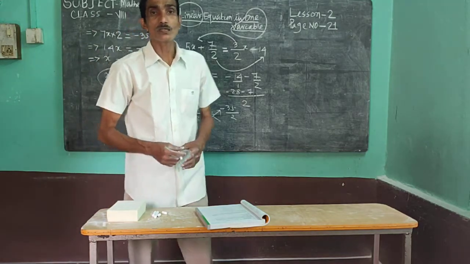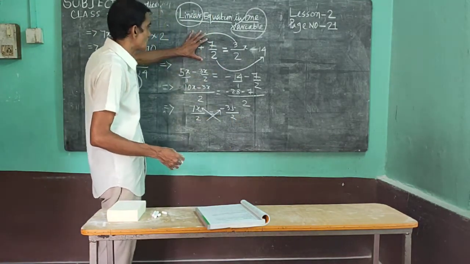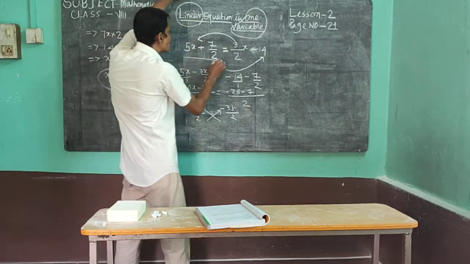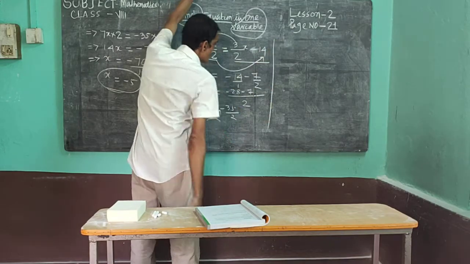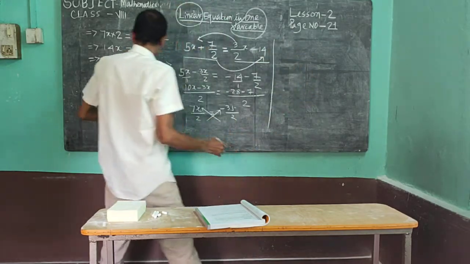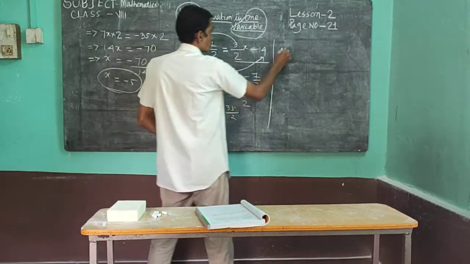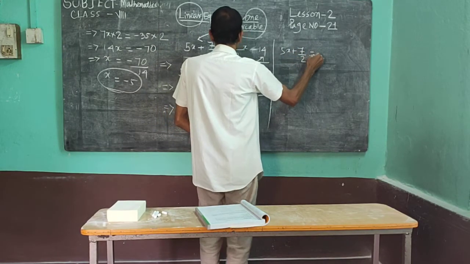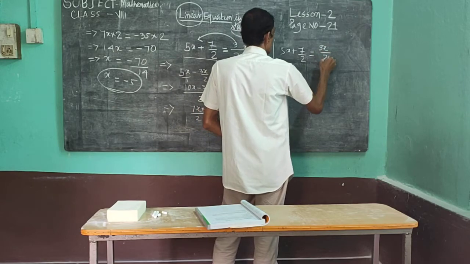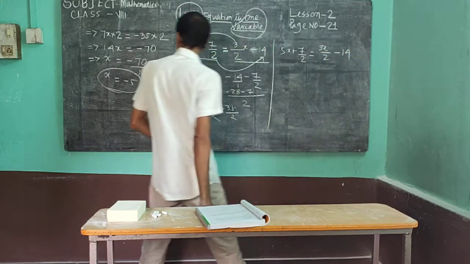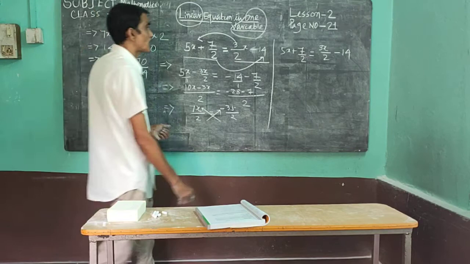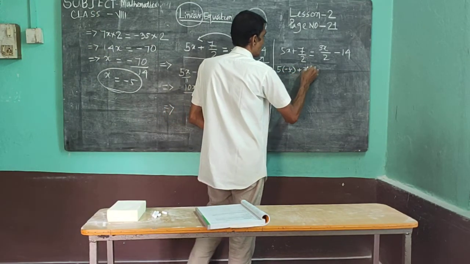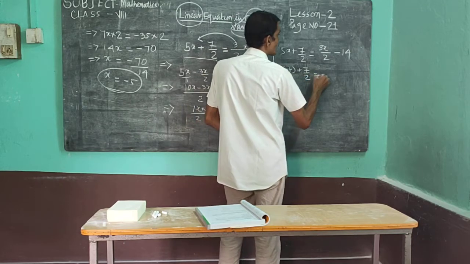Is it the correct answer or not? That is a verification. That means you have to put this value in the question. If your LHS is equal to RHS, then the answer is correct. I am showing how to check whether your answer is correct or not. Verification: again write the question. I got the value of x is equal to minus 5, just putting the value of x as minus 5 in both LHS and RHS.